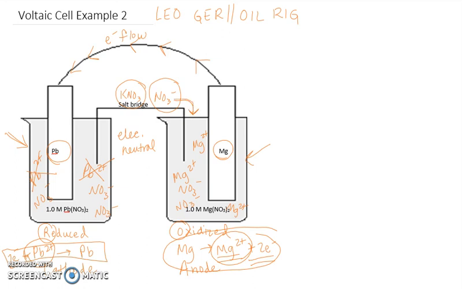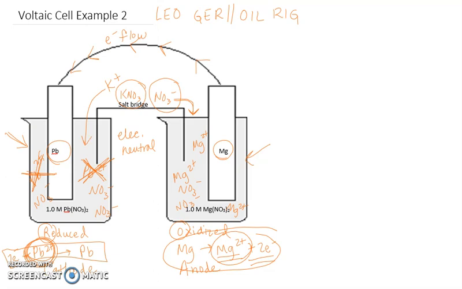On the left-hand side, because I am reducing the amount of positive charge in the solution, again, if you remember, I crossed them out, I need that to be replenished in order to keep that solution electrically neutral. So the potassium ions are going to flow into this solution.